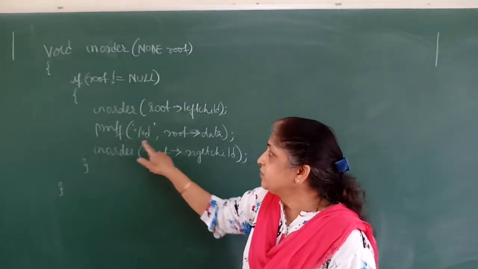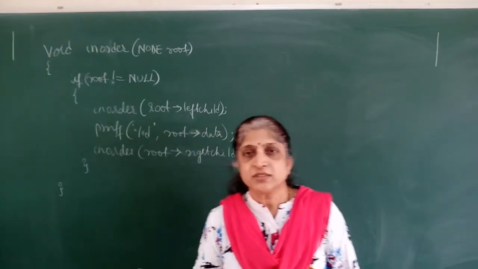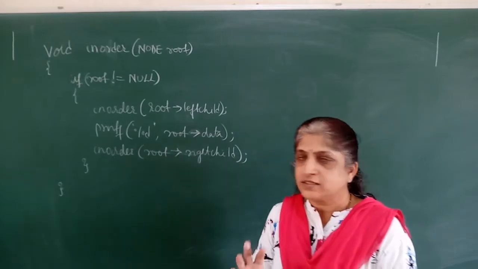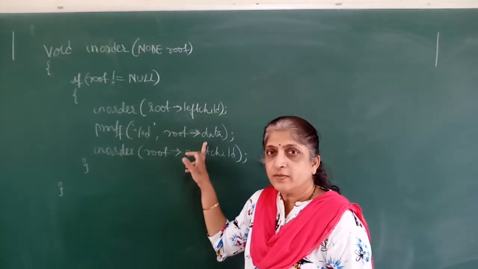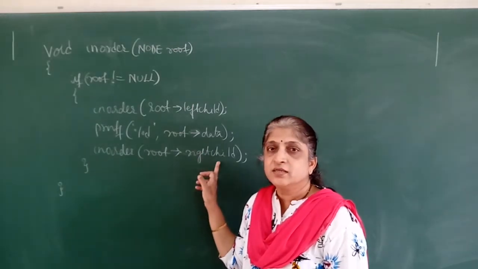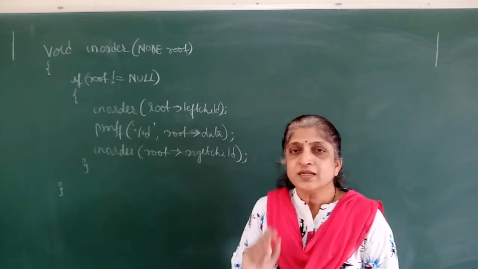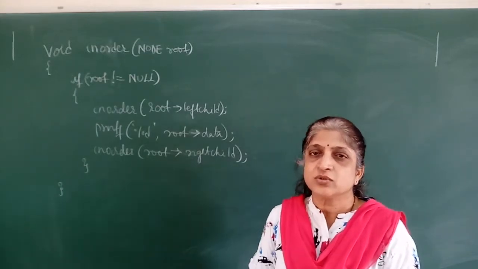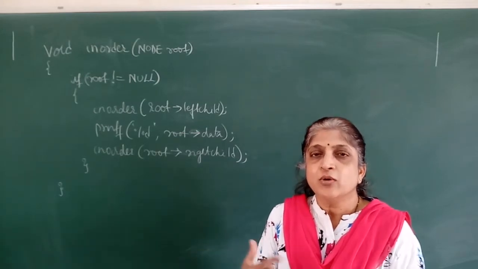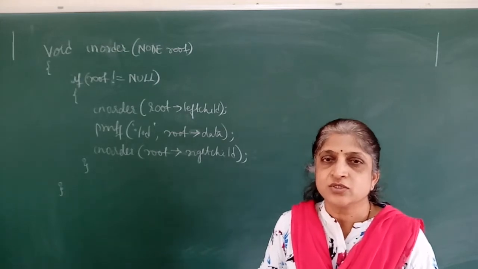Then we write printf root data. That is, I am processing this node: I am trying to print the contents of the node. Then I call in-order on the root's right child. It's a recursive function. Let us take an example tree and trace this function, and see how many times the function is called for one small tree. Let's do that.